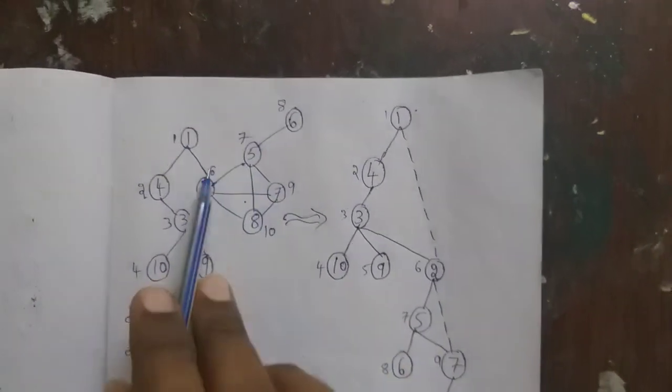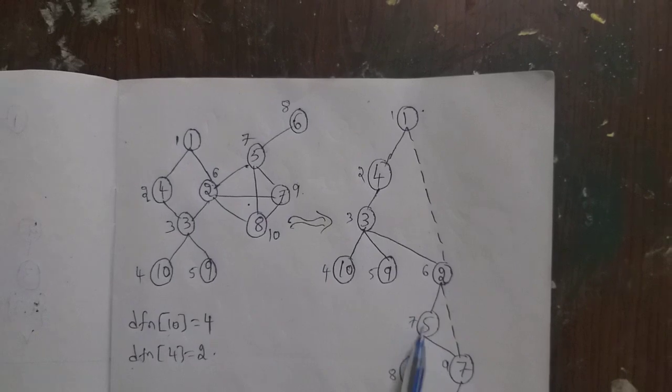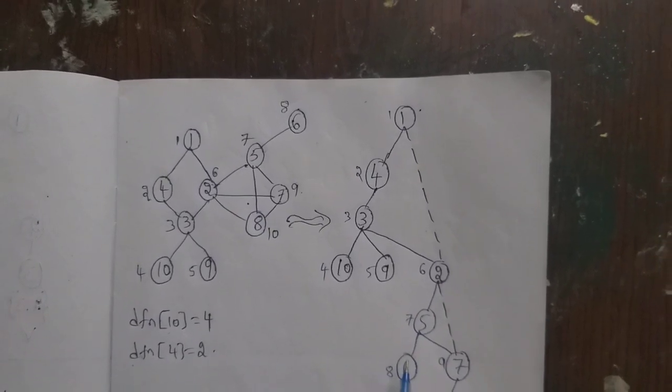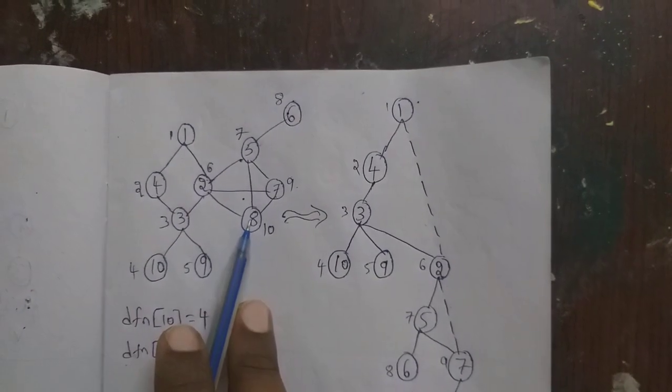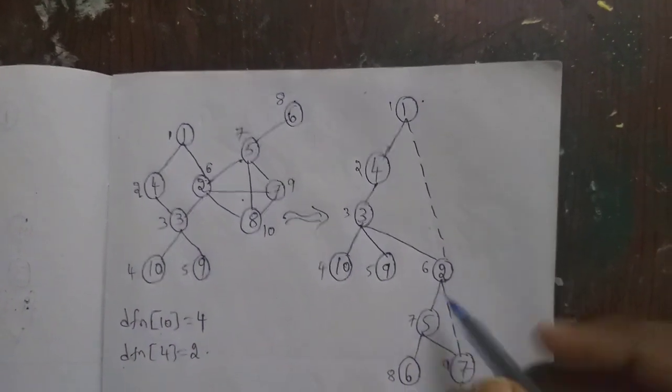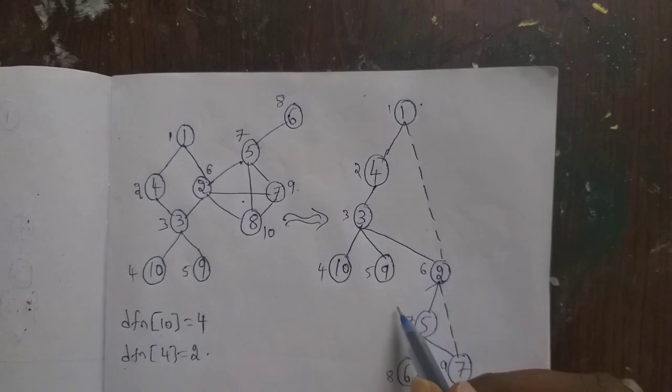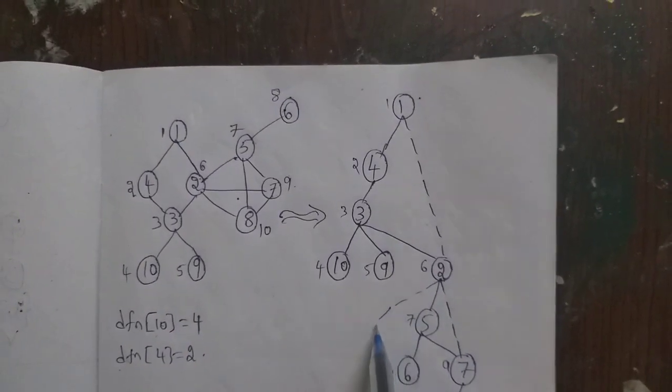6 to 5, it is there. 2 to 8 edge is there, but 2 to 8 edge is not there in the spanning tree. We represent that edge in the form of a back edge.